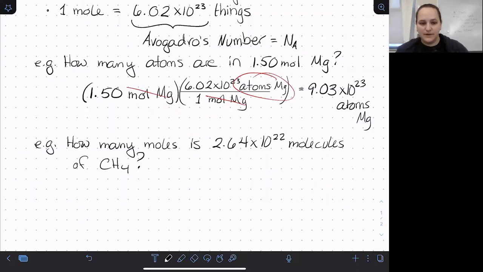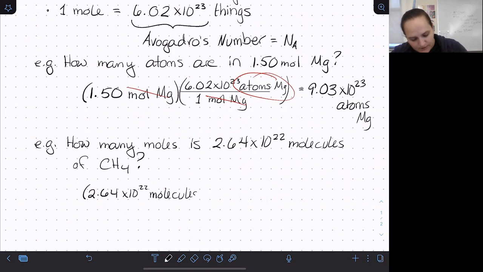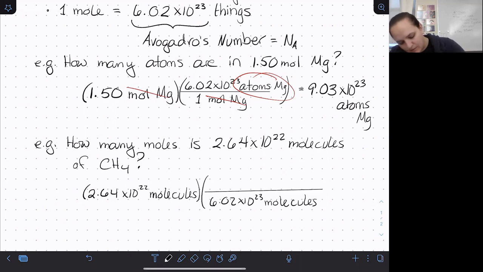So for this one, we're going to use a very similar process, but we do need to recognize that we're doing the conversion in the other direction. In the previous example, we started with moles and ended up with number of atoms. Here we're starting with number of molecules, and we want to end up in moles. So we're just doing the same conversion in the opposite direction, essentially. So we are starting with 2.64 times 10 to the 22nd molecules. There are 6.02 times 10 to the 23rd molecules in 1 mole.